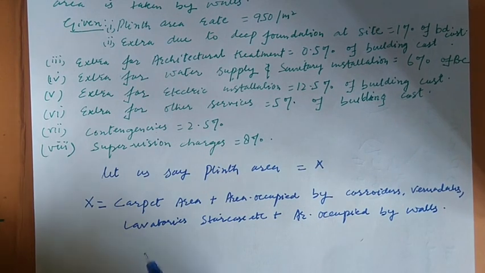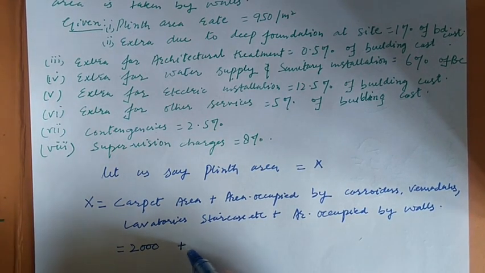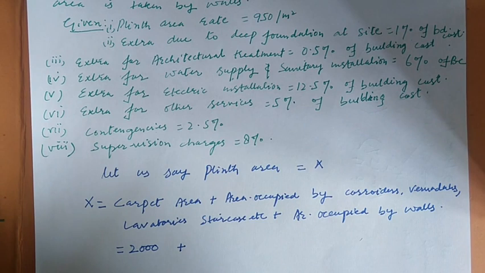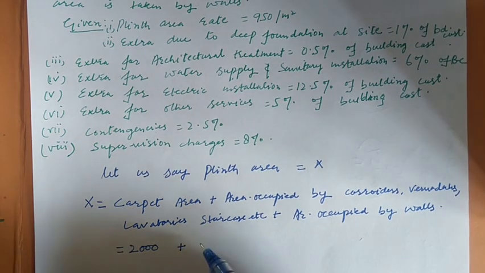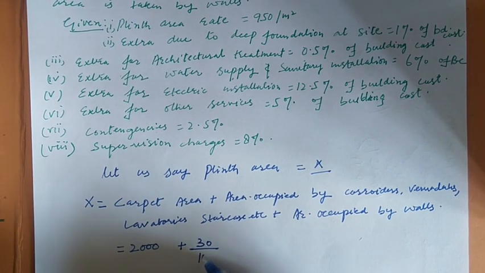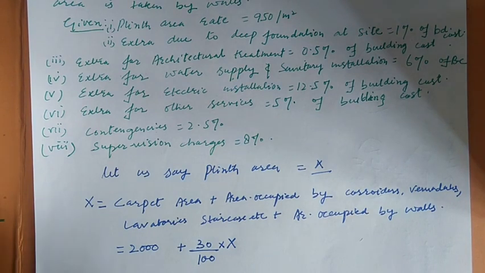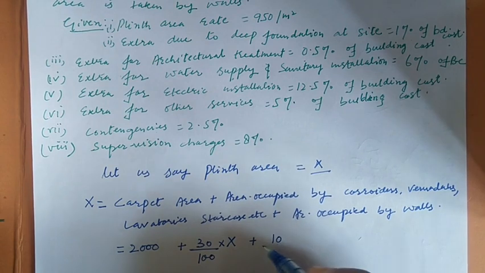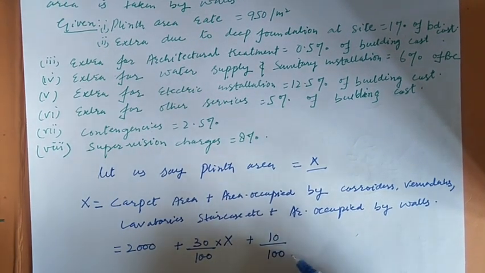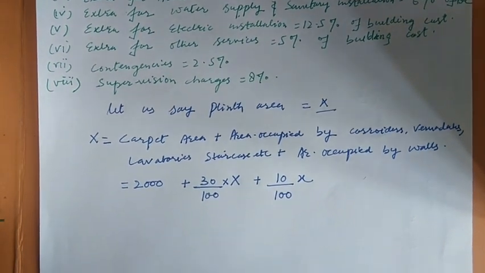The carpet area is given, which is 2000 meter square, plus the area occupied by the corridors, verandas, lavatories, staircases. It is also said in the question that it will occupy 30% of the built up area, that is 30% of the plinth area. The plinth area we have considered to be x, so it will be 30% of the plinth area. Similarly, the area occupied by the walls is given in the question, that will occupy 10%, that is 10 divided by 100 times x. Now let us try to solve this question.